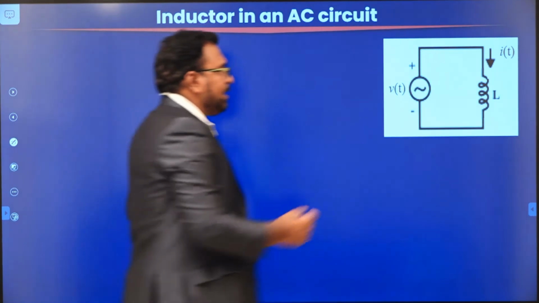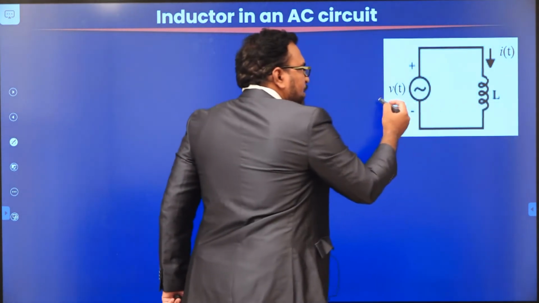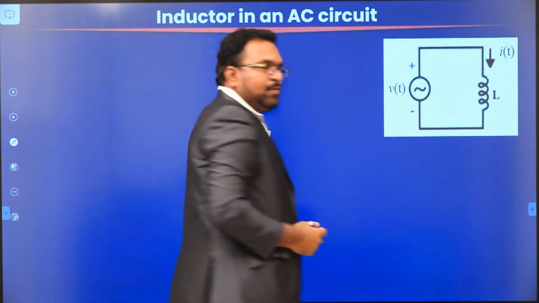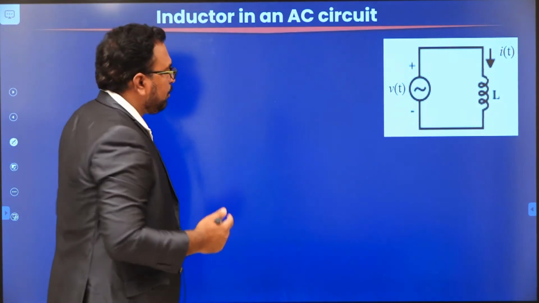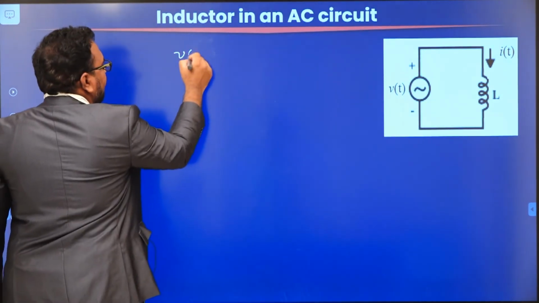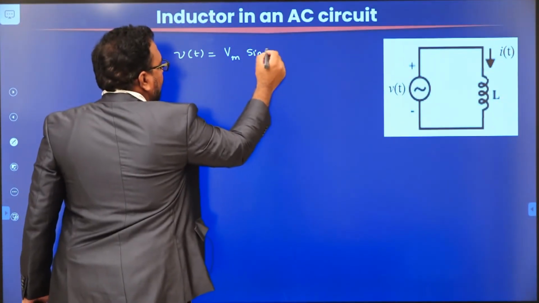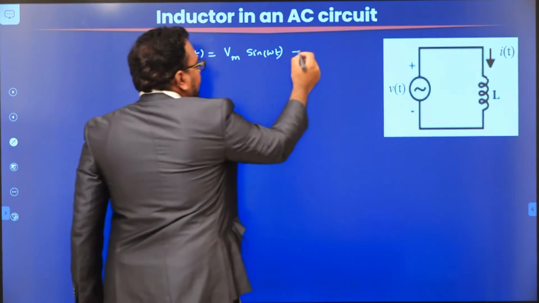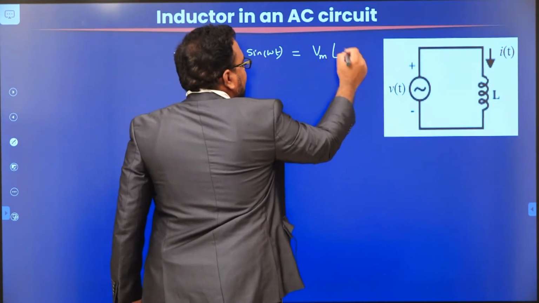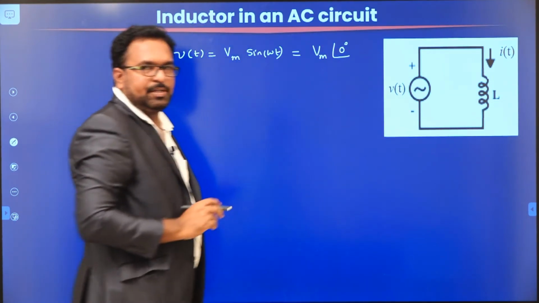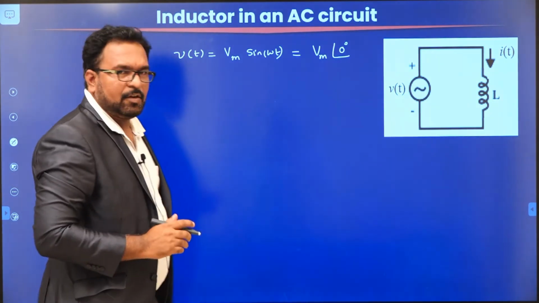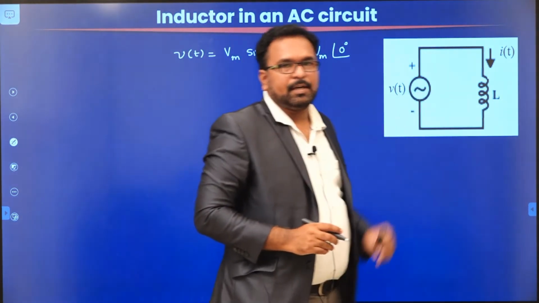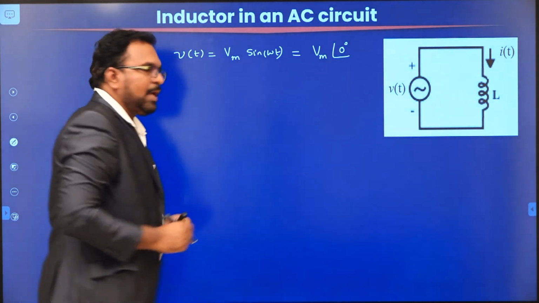So I am going to consider an inductor L. I apply the same voltage V of t, and a current I of t is flowing through the circuit. Now I will assume that V of t is equal to Vm sin omega t. In phasor, you know that it is always represented as Vm at an angle of 0 degrees. Now what is our objective? We have to calculate the current through the inductor. And how will you calculate the current?